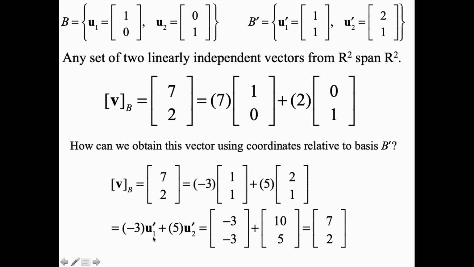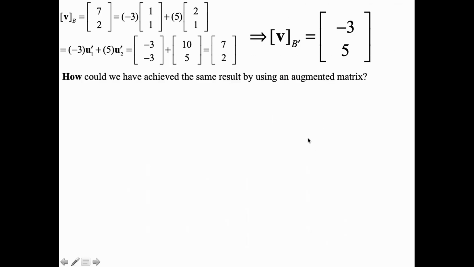Here's how that works out. -3 times u1 prime plus 5 times u2 prime would clearly be (-3, -3) plus (10, 5). And what does that give us when we add them together? Our old coordinate vector (7, 2). It's interesting though, this linear combination of the new basis vectors takes us to the same location as the linear combination of the old basis vectors, which gives us the coordinate (7, 2). So looking at this, we can get what's called a new coordinate relative to basis B prime. This new coordinate relative to basis B prime simply records the numbers that were needed as scalar multiples of the new basis vectors. Now, we did some guess and check, but is it possible to avoid guessing?